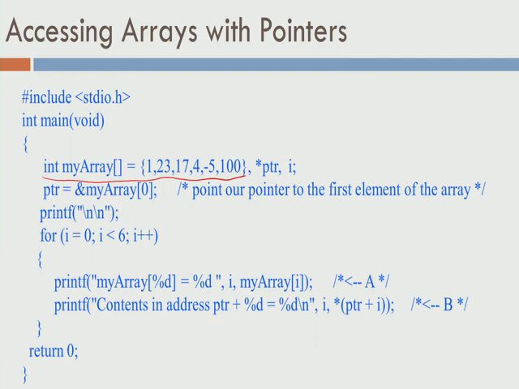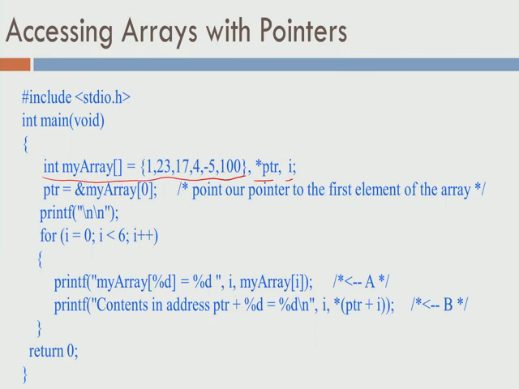What this does is it takes the set of values on the right side: 1, 23, 17, 4, minus 5 and 100. There are 6 values. So, int my array is actually an array which can take 6 values, so the size of my array is 6. Then we have star ptr and I. Instead of explicitly saying my array should be an array of size 6, we let the compiler figure out how many values are there on the right side and, based on that, appropriately take the size for my array. So, in this case the size of my array is 6.